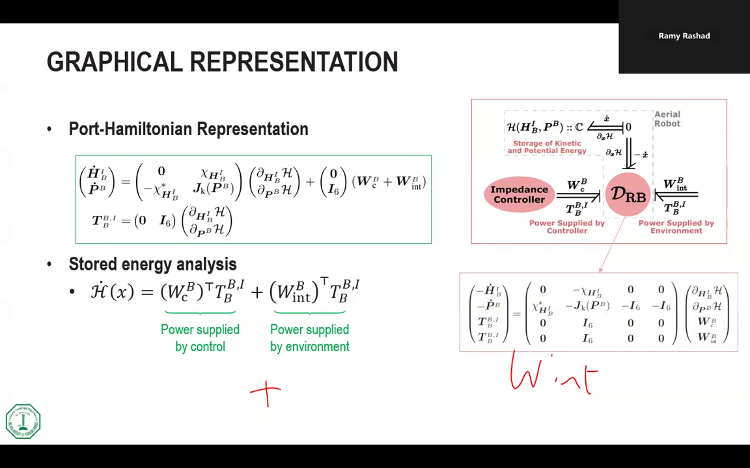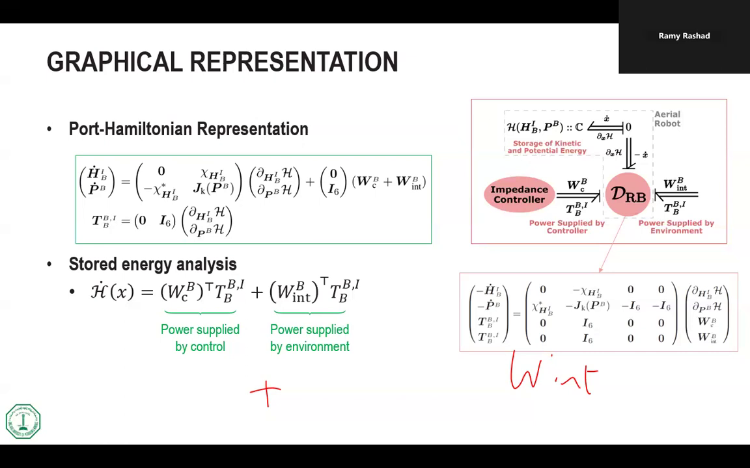So if I get this equation, for example, the power supplied by the controller in the end will be power dissipated, so it will always be less than or equal to 0. And in the end, I'm going to get H dot is equal to this power supplied by the environment. Do you know what the model of the environment is? Of course not. You don't know what you're going to be dealing with, what you're going to be interacting with. Can you make an assumption?